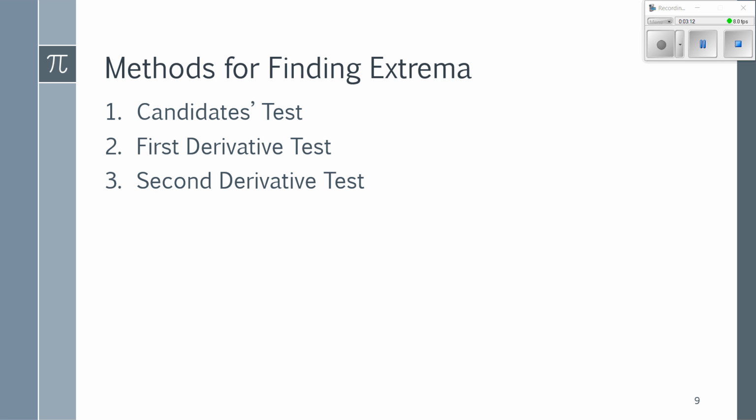In terms of the methods we're going to be talking about for finding extrema, there's one called the candidates test, there's one called the first derivative test, and there's one called the second derivative test. I will have videos for each of these separately.